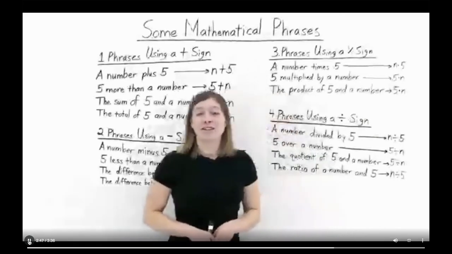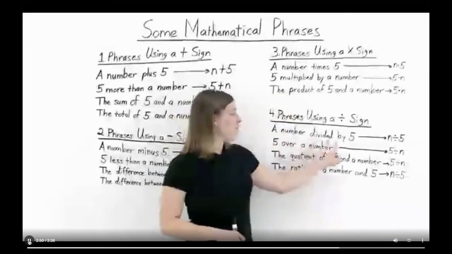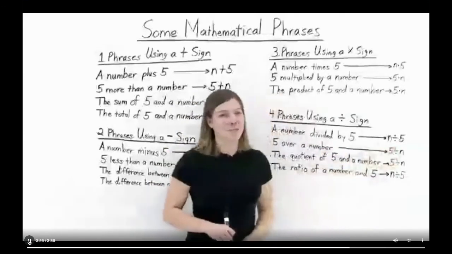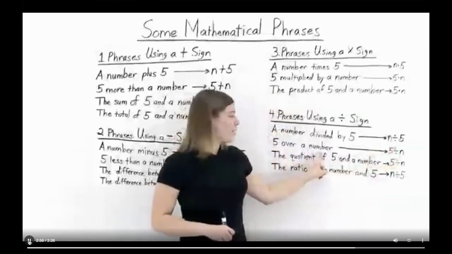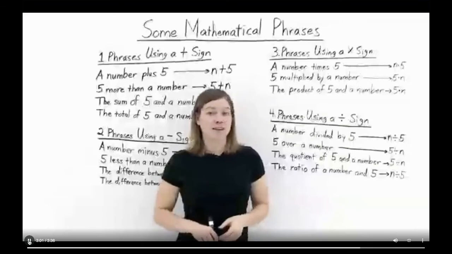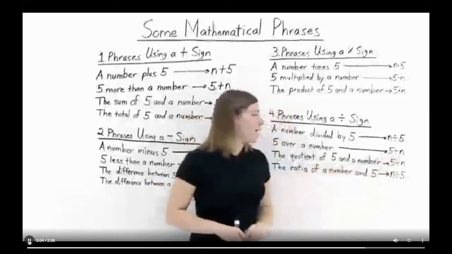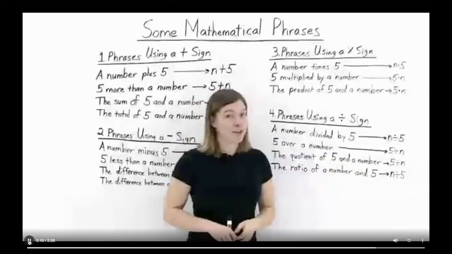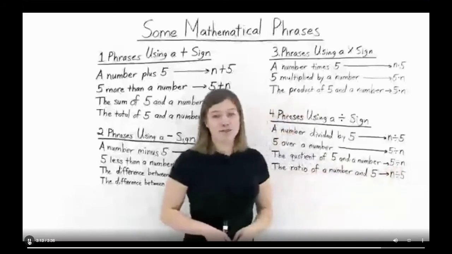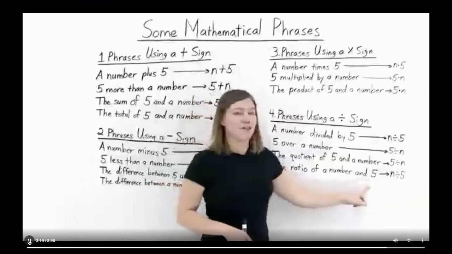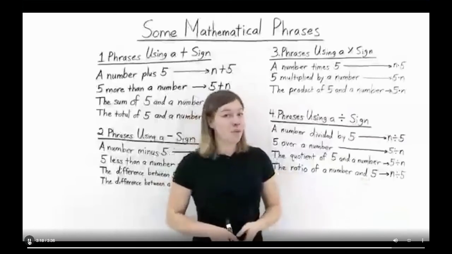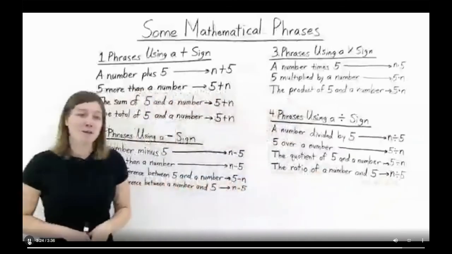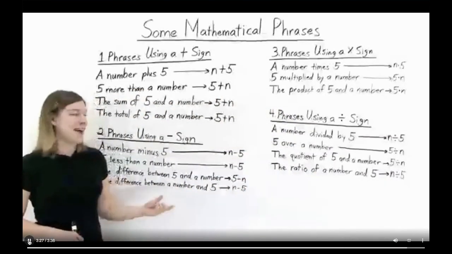Finally, let's look at some phrases that involve division. A number divided by 5. So here we're taking our number n and dividing it by 5 to get n divided by 5. 5 over a number. Well, if we're taking something over something else, we're dividing. So we get 5 divided by our number n. The quotient of 5 and a number. If we want the quotient, then we want to divide. So we want 5 divided by n. The ratio of a number and 5. Again, if we want the ratio, then we want to divide. So we want n divided by 5. Now we have some common phrases that we can use to translate into mathematical expressions.